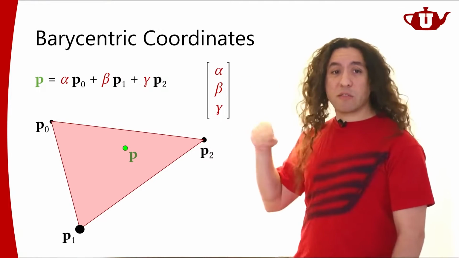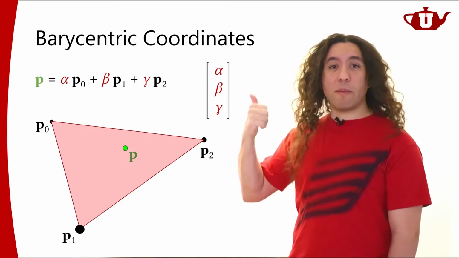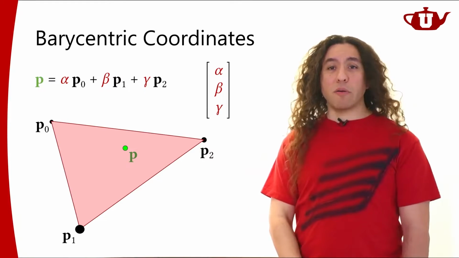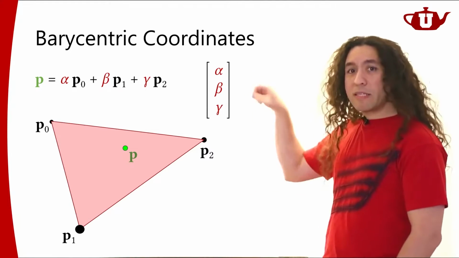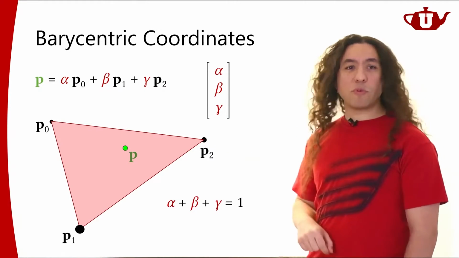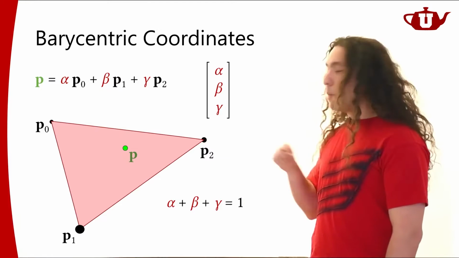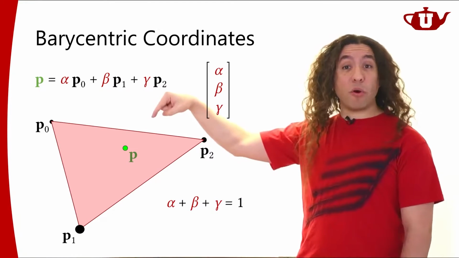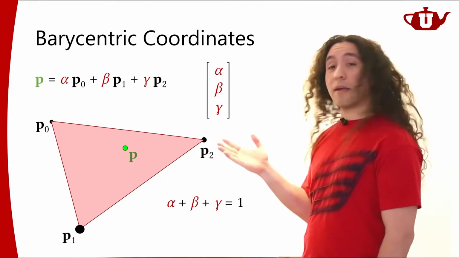Just so that we refresh our memory about barycentric coordinates, these three scalar values that form the barycentric coordinates have the property that they add up to 1. And the fact that they add up to 1 does not mean that this point is on this triangle.